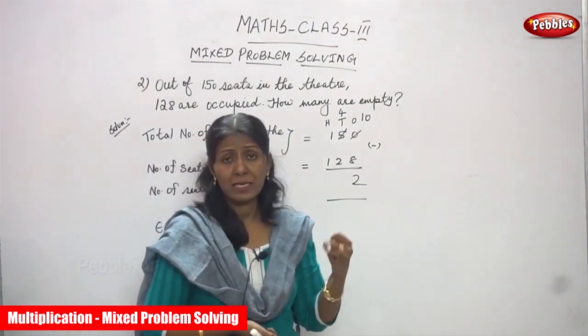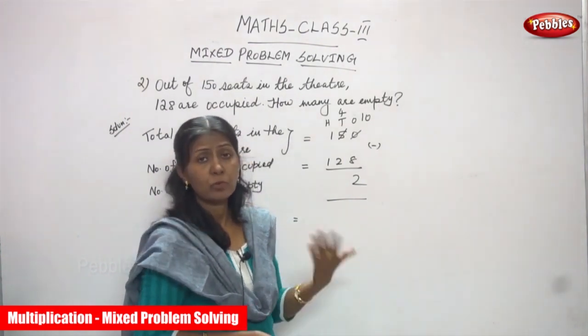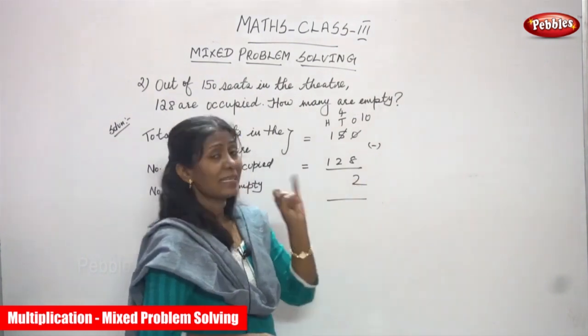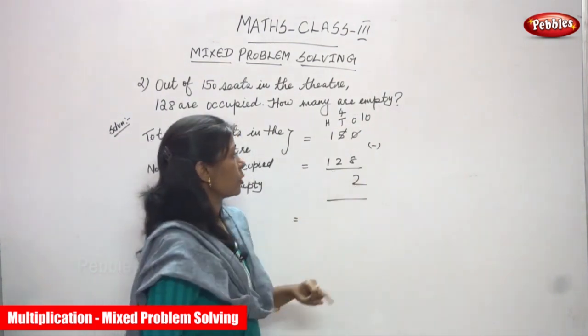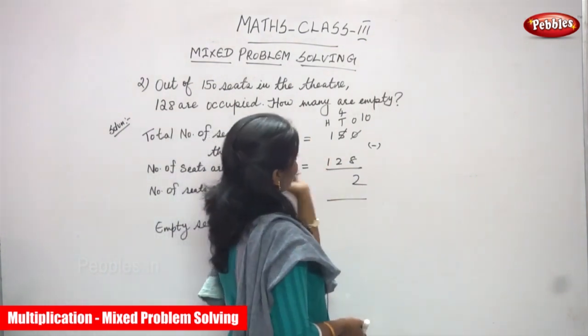After 8 you have to start counting backwards. You have to use the backward counting. So after 8, 9 and 10. Up to 10 you have to count 9 and 10. So 2.